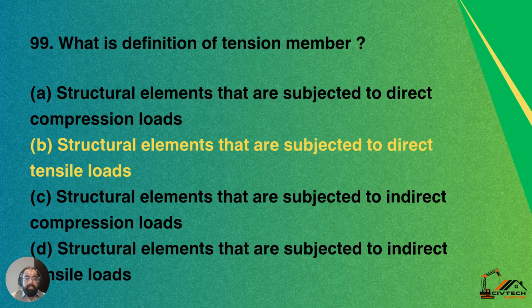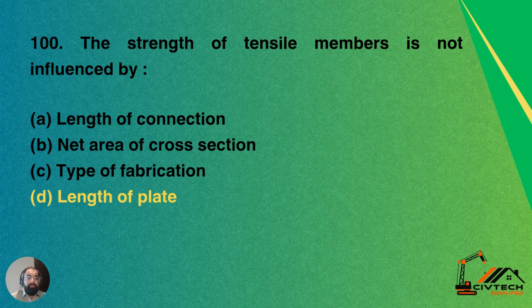What is the definition of tension member? Option A, structural elements that are subjected to direct compression loads. Option B, structural members that are subjected to direct tensile load. Option C, structural elements that are subjected to indirect compression. And option D, structural elements that are subjected to indirect tensile forces. So tension members are the structural elements that are subjected to direct tension loads or tensile loads. So B is the correct answer for this question.